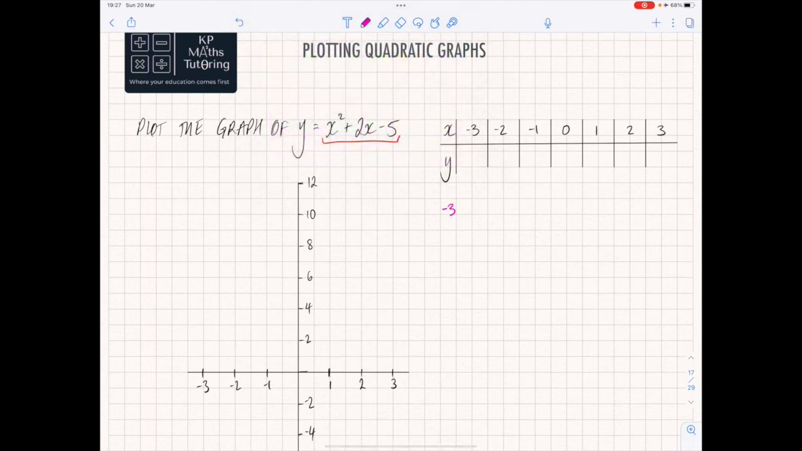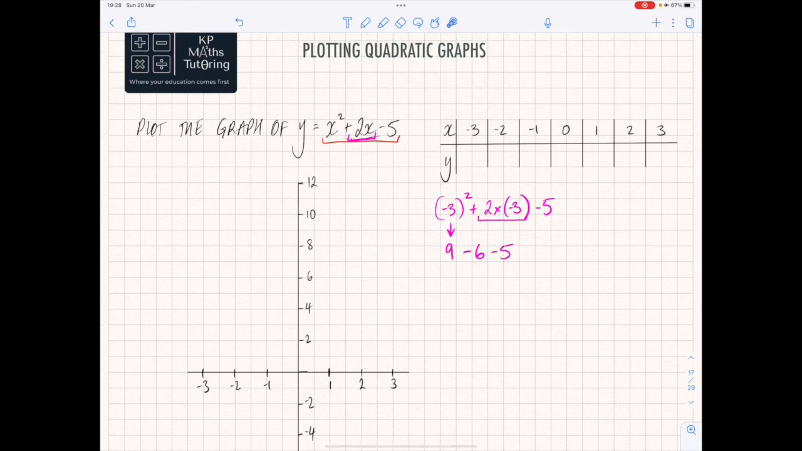So we go minus 3 all squared plus 2. Now this 2x here is 2 times x. So you're now saying plus 2 times minus 3 minus 5. So a little bit harder because we've got 2 in front of that x in that middle part. But substitution is the same. Minus 3 squared is 9. 2 times minus 3 becomes minus 6, and then minus 5. So just be careful here.